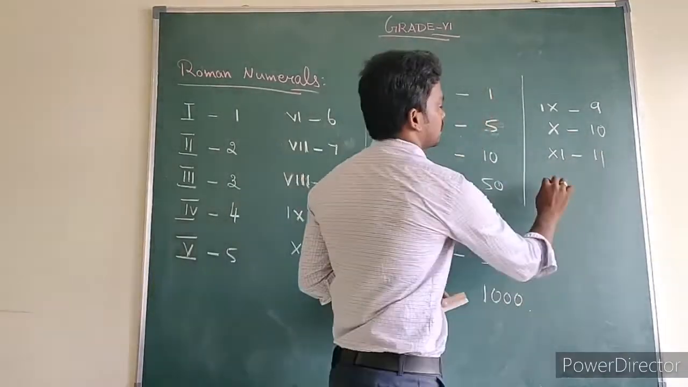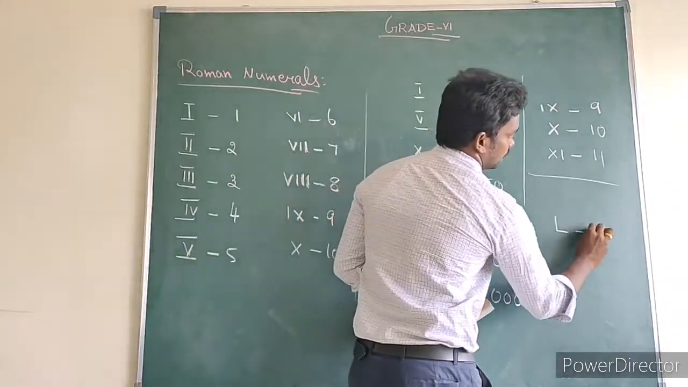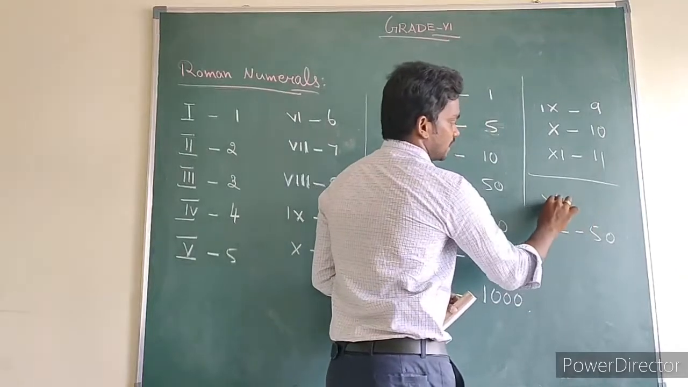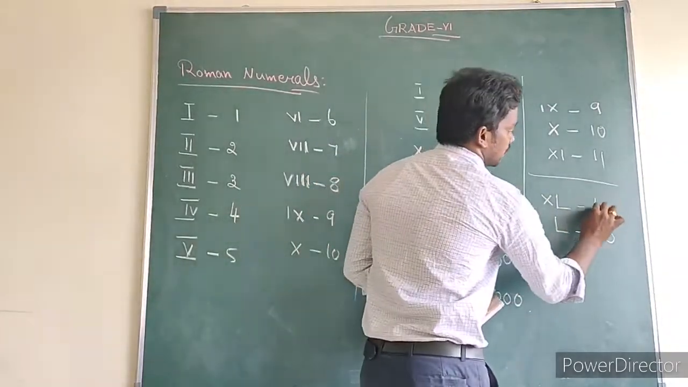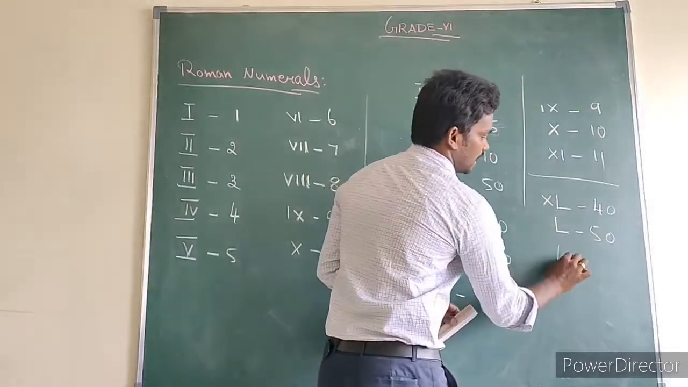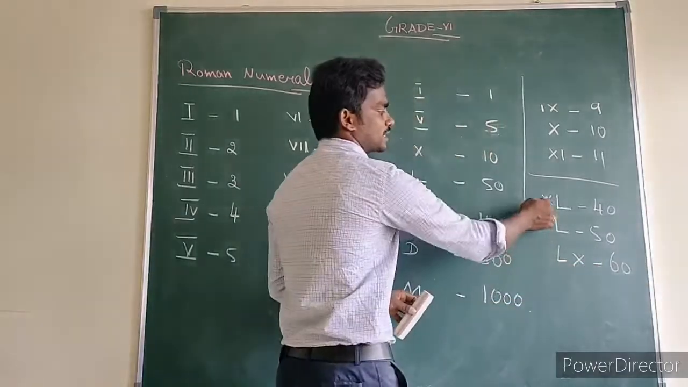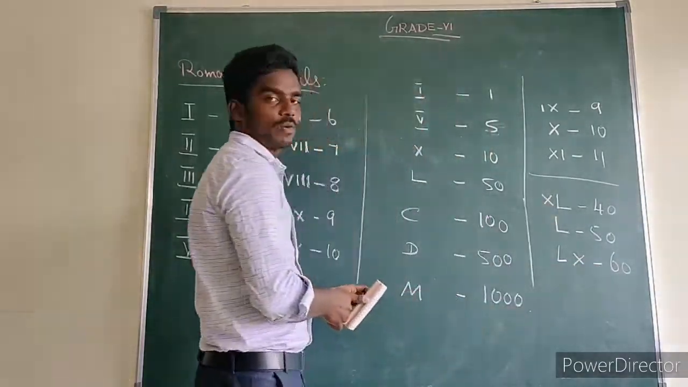This is the same concept with L. L means 50. How to write 40? Before L you write X, which means 40. How to write 60? After L we write X. So XL means 40 and LX means 60. This is the method for finding Roman numerals.